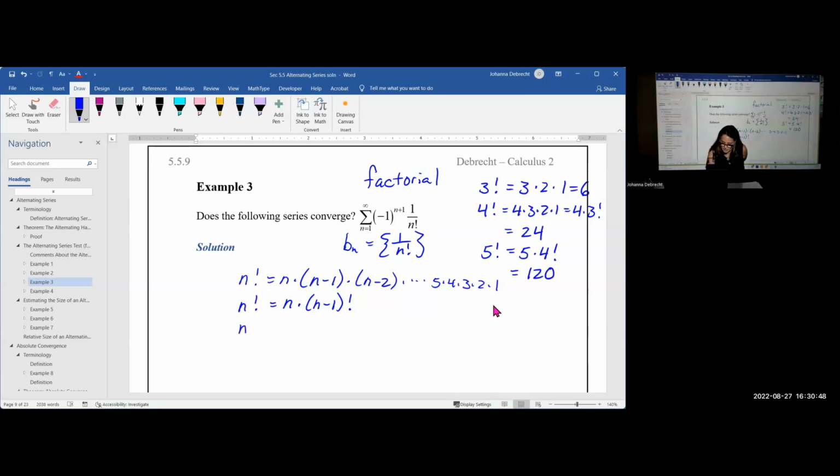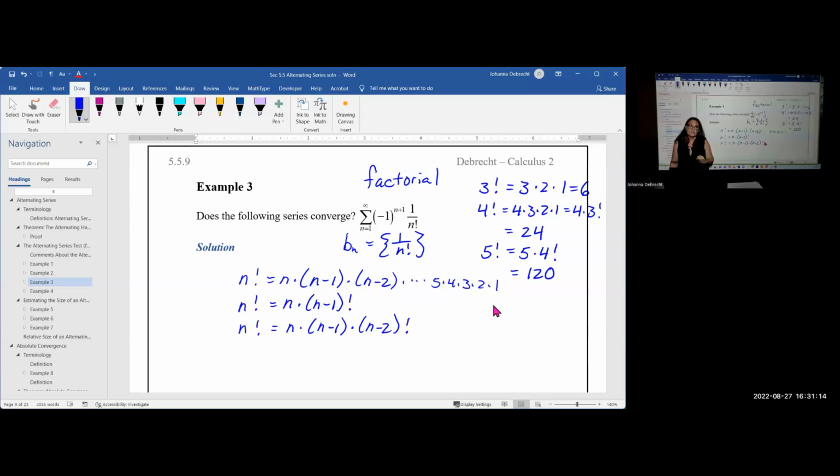Or I could write it as n factorial equal to n times the quantity n minus 1 times n minus 2 factorial, because that would give me all the ones from here to the bottom, right? So this is how we work with factorials. Now we need to get back to our series. Our series is the alternating series, (-1)^(n+1) times 1 over n factorial.